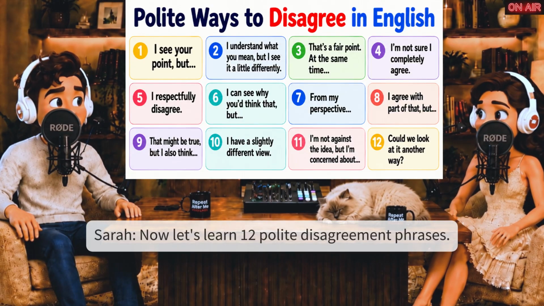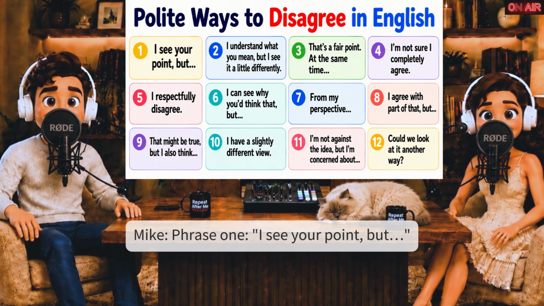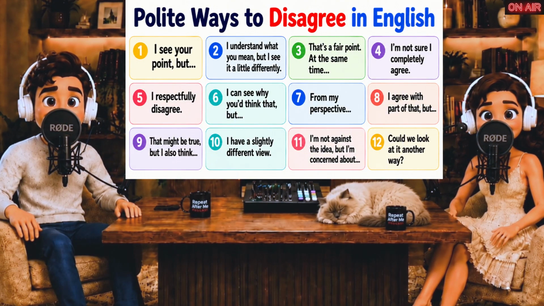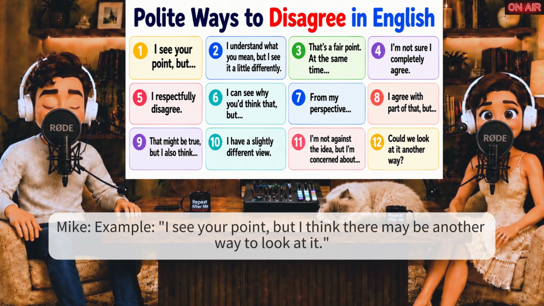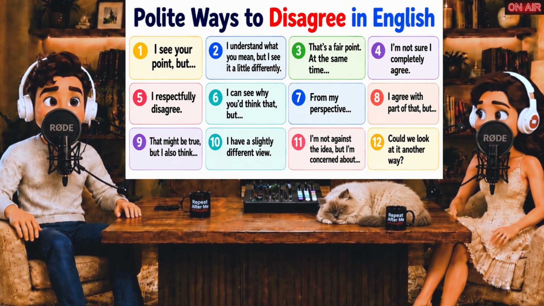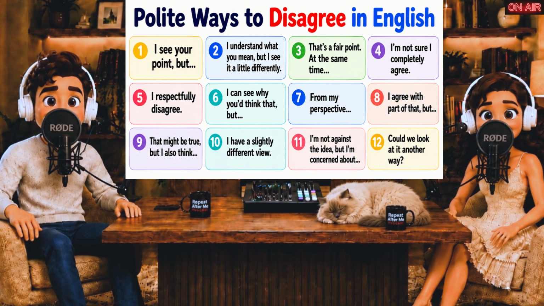Now let's learn 12 polite disagreement phrases. Phrase 1. I see your point, but. This is one of the safest and most useful disagreement phrases. Example. I see your point, but I think there may be another way to look at it. Repeat. I see your point, but. This phrase works because you recognize the other person's idea before adding your own.